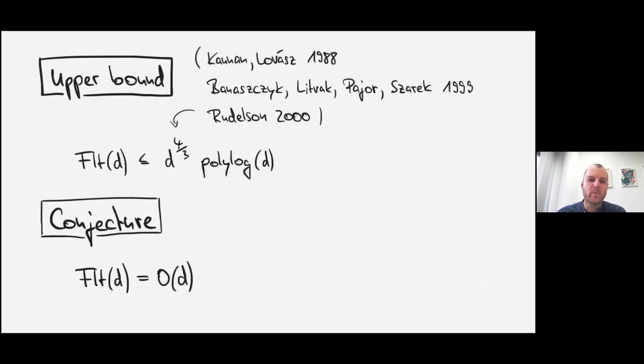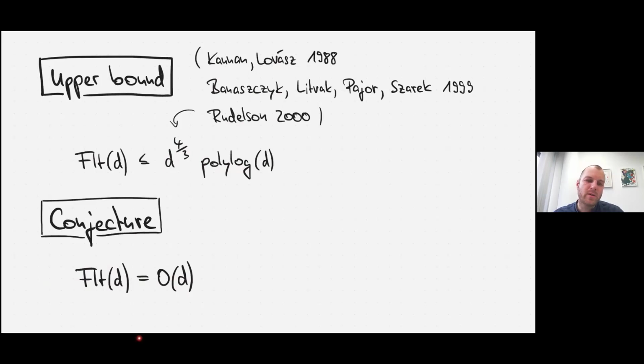Good. What do we know about this? Most work has gone into proving upper bounds on this flatness constant, of course, for obvious reasons, beginning with Khinchin, and then we heard about the work by Kannan and Lovász. Banaszczyk and co-authors improved bounds a lot, and the best bound is due to the work of Rudelson, which is that the flatness constant is at most d to the 4/3 times some polylogarithmic terms. And as Daniel mentioned, the conjecture is actually that the flatness constant should be linear in d, or maybe super close to linear.